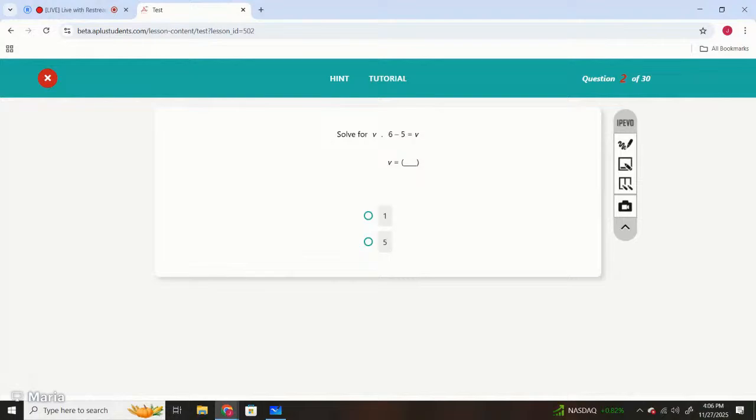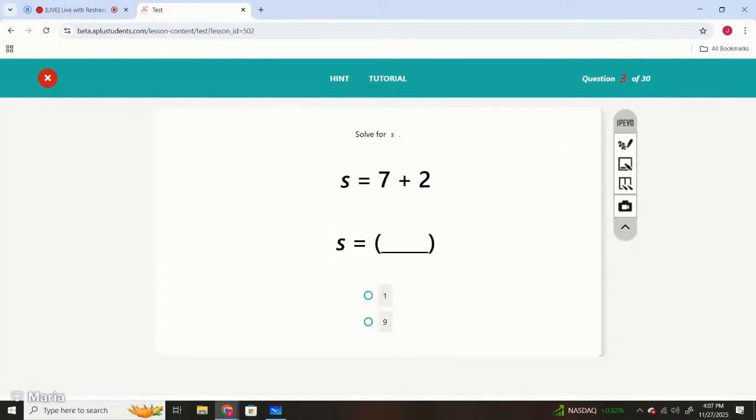Solve for V. V equals 6 minus 5. So 6 minus 5 is 1. So V equals 1. You simply have to subtract the numbers because the variable is already isolated. Isolated means the variable is already on one side. Here you have just 6 minus 5, so that is 1.